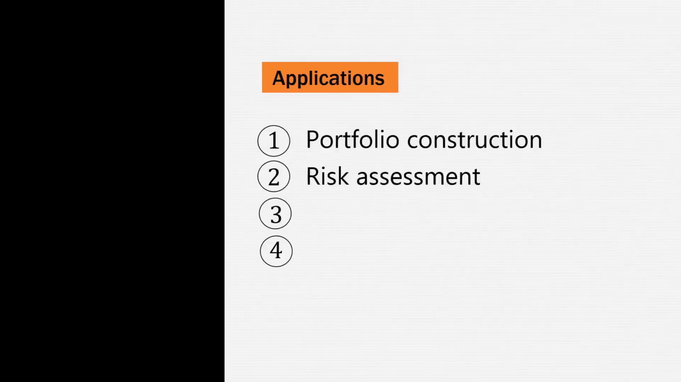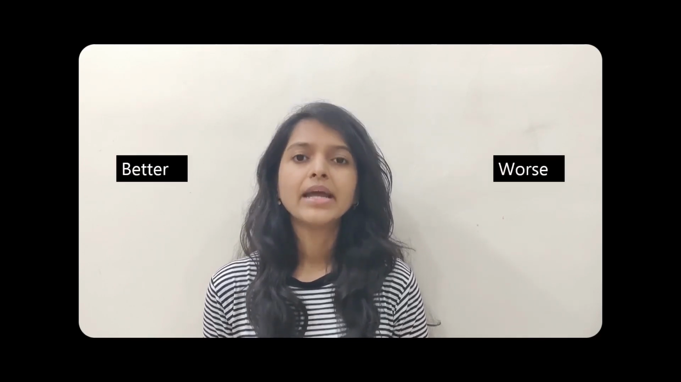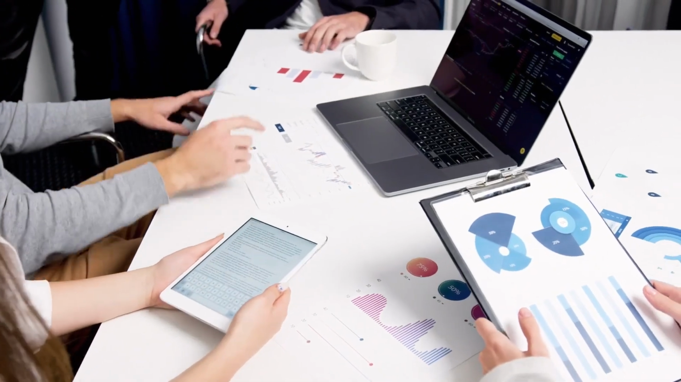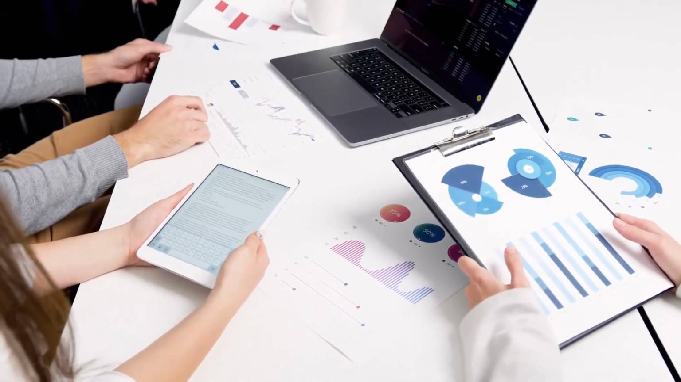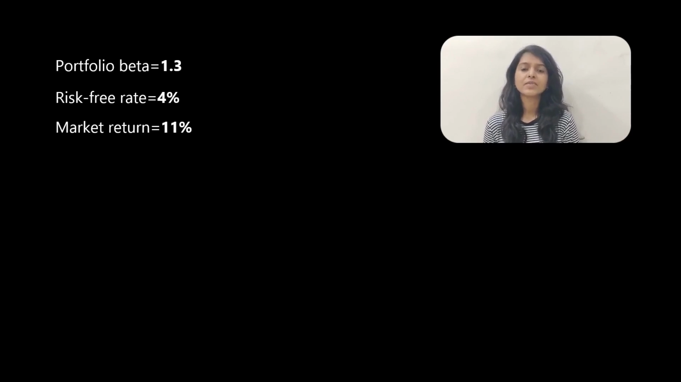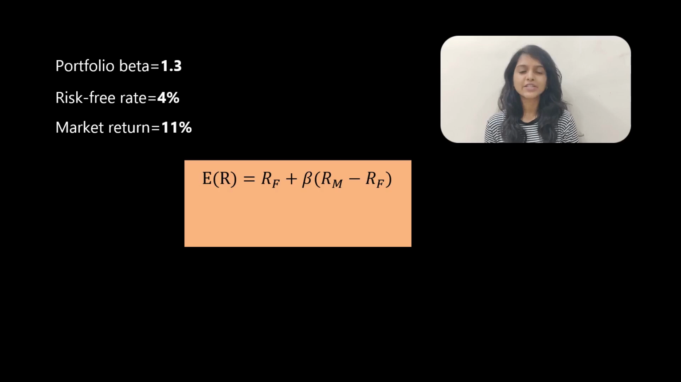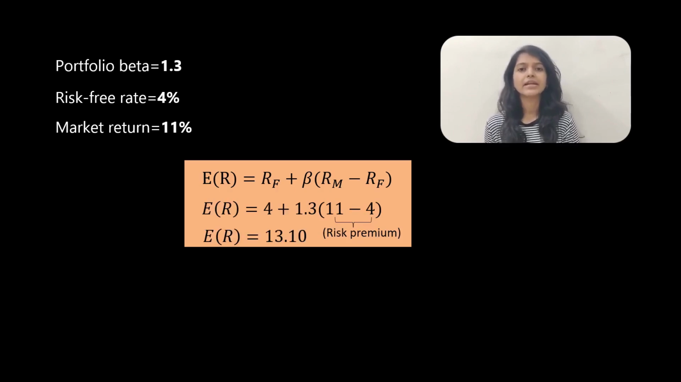Moving on to the third application, performance evaluation. CAPM is also useful for figuring out if an asset or a portfolio is performing better or worse than expected. Let's say we are evaluating a manager's performance. The portfolio managed by the manager has an average beta of 1.3, risk-free rate of 4% and market return of 11%. Using CAPM again to calculate the expected return of this portfolio, risk-free rate plus beta into risk premium gives us 13.10%. Now the actual return of this portfolio is 12%.